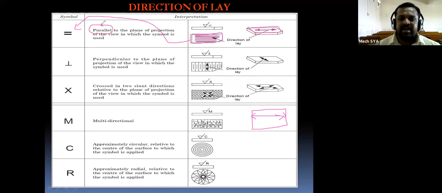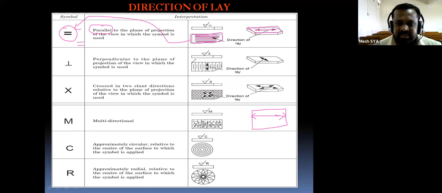Direction of lay means, if the irregularities are parallel to the surface, then it is called the parallel direction of lay. And we can show that parallel direction of lay with the help of this symbol. We just have to draw two parallel lines.